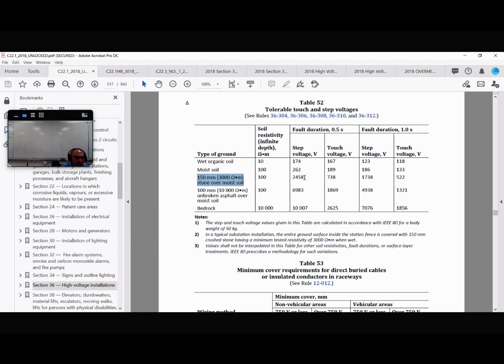So when you see, I'm just going to highlight this. When you've got a step voltage, what that means is you will have a voltage between your 2 feet of less than 2400 volts, and a touch voltage, so you're touching the equipment to ground, of something less than 738 volts.